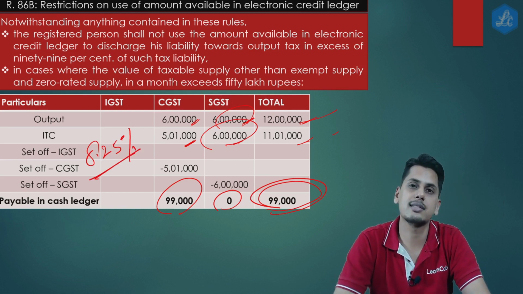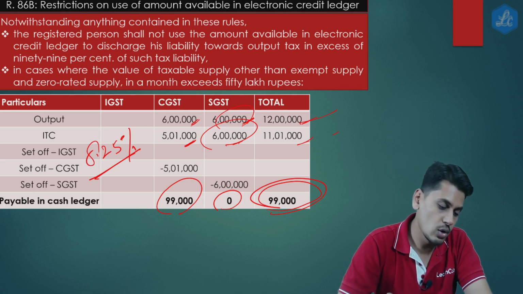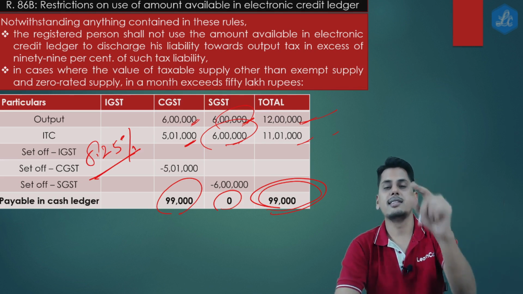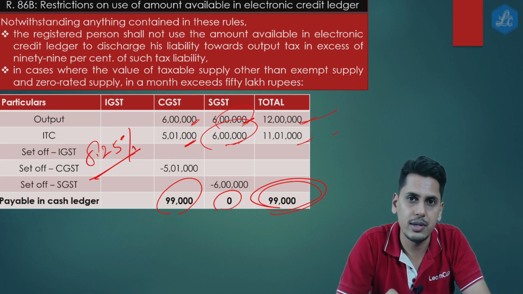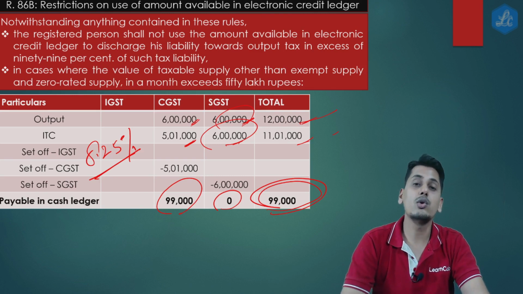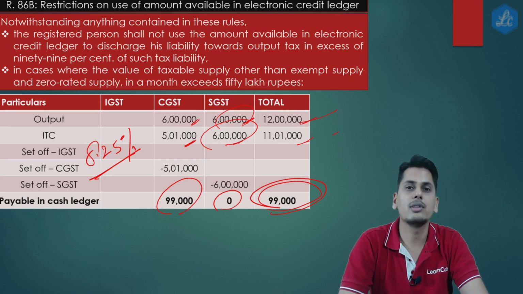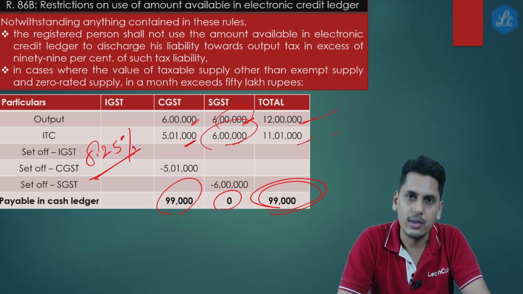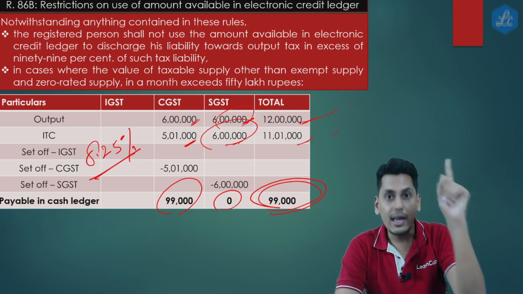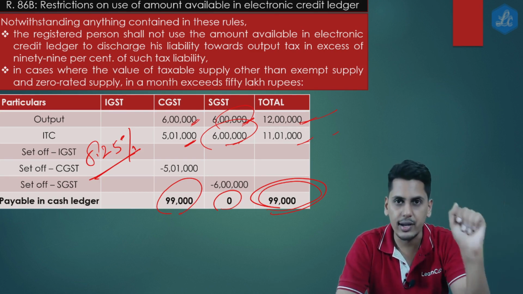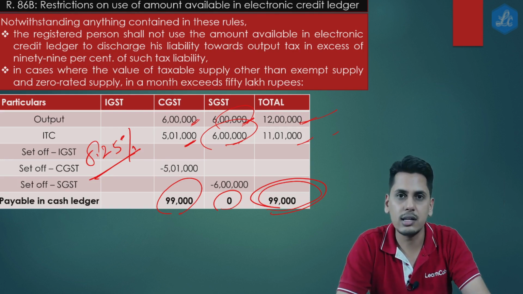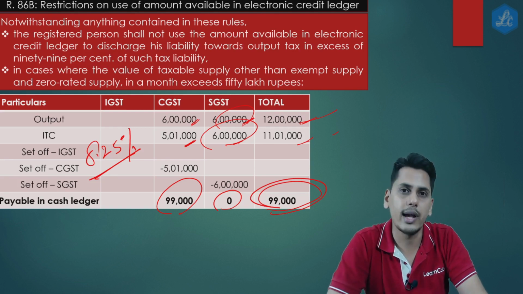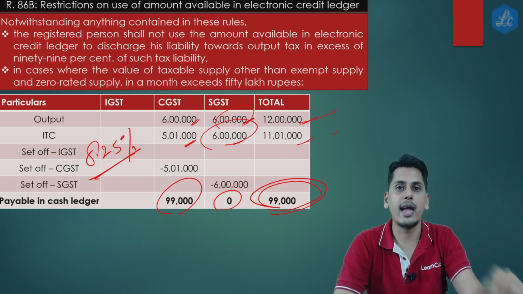The officer says, no. Rule 86B is there in CGST rules. Rule 86B is also there in SGST rules, which means that I will apply rule 86B headwise. I told you I'll catch hold of you in some month or the other. This is the time when I want to catch hold of you. I would apply rule 86B headwise.